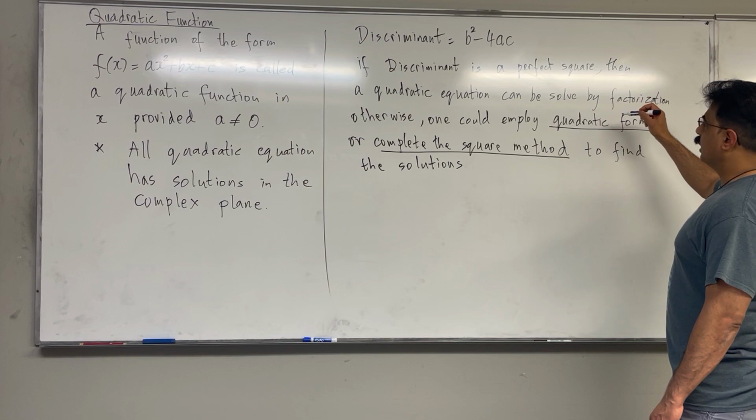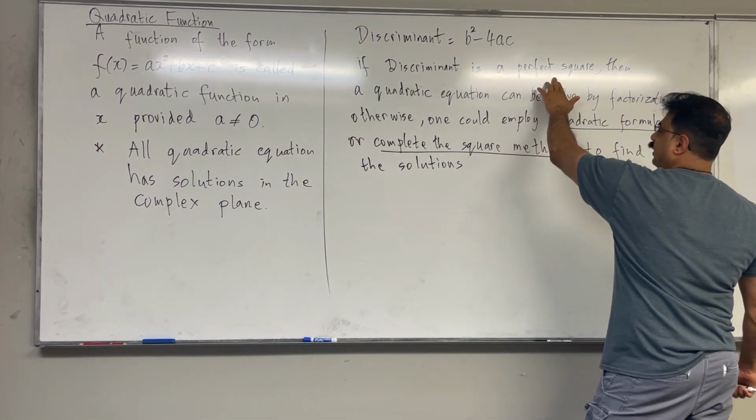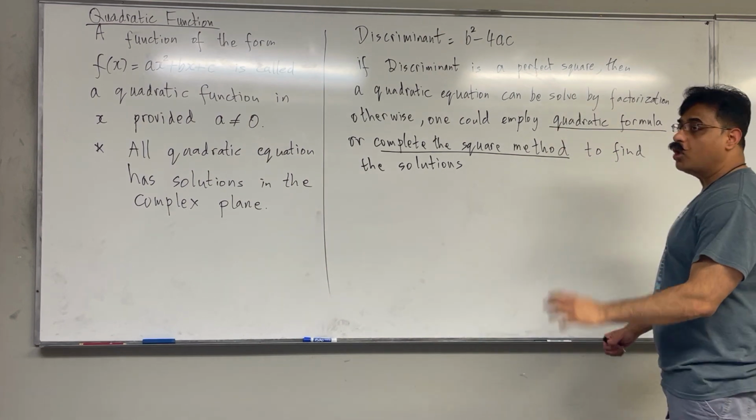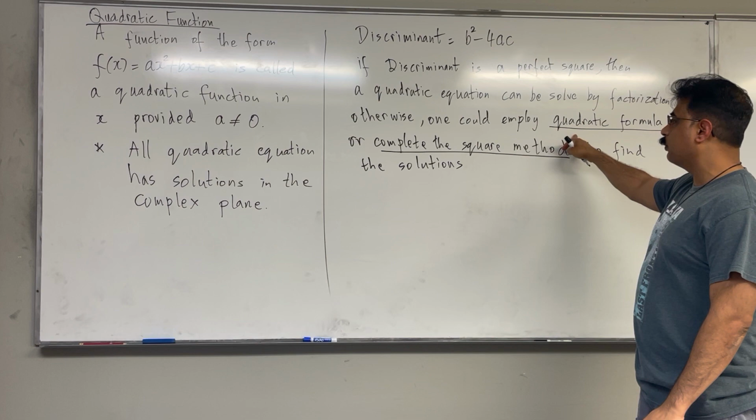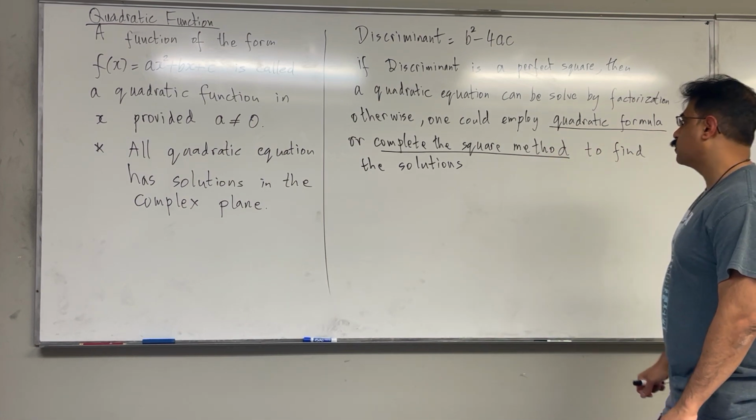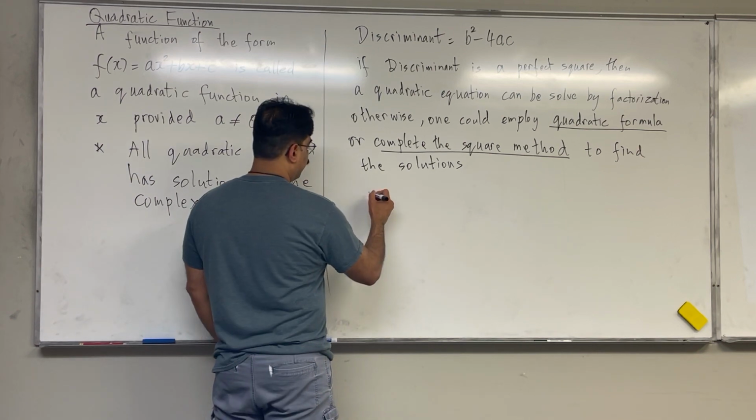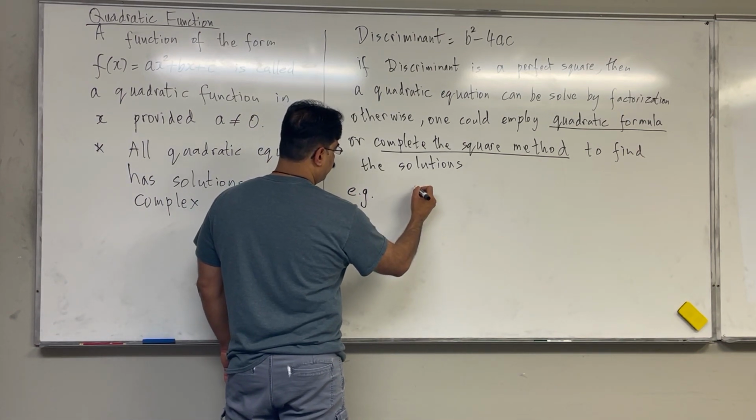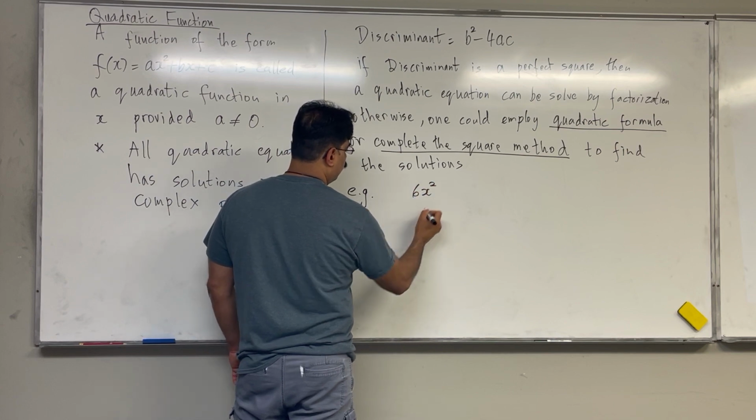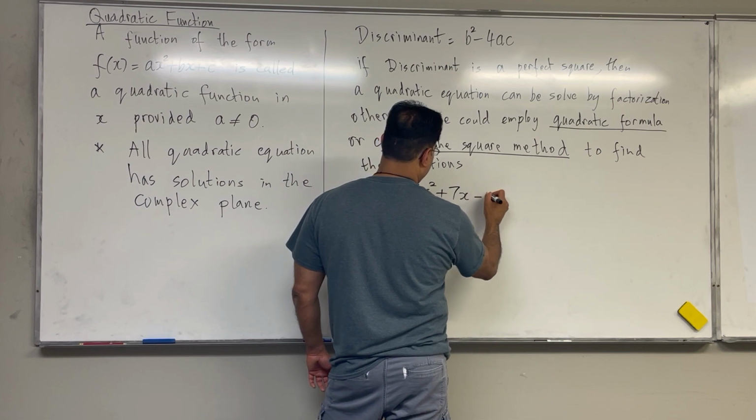So it can only be solved by factorization if the discriminant is a perfect square. If the discriminant is not a perfect square, then we have to employ either the quadratic formula or the completing the square method. Okay, so let's take an example. The example would be 6x² + 7x − 20.